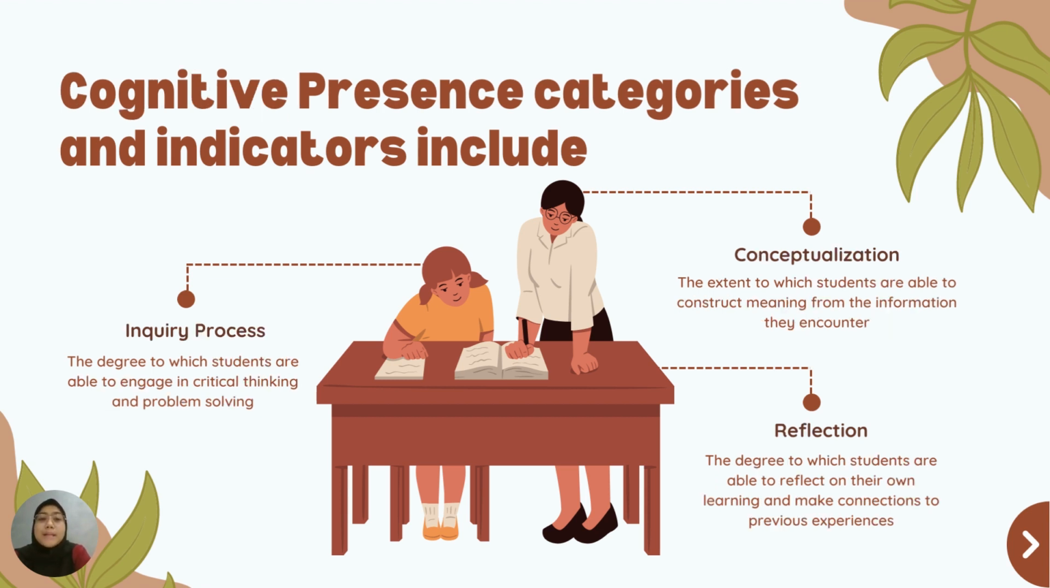Next is cognitive presence. The categories and indicators include the first one, inquiry process, the degree to which students are able to engage in critical thinking and problem solving. Conceptualization, which is the extent to which students are able to construct meaning from the information they encountered. Reflection, the degree to which students are able to reflect on their own learning and make connections to previous experience.